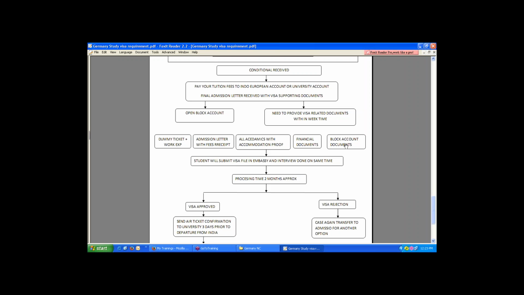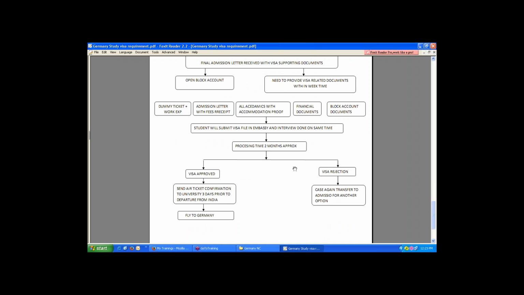Processing time for Germany is 2 months approximately. Rest details are the same for all the countries. Like, in case of visa approval, the student will have to present the air ticket 3 to 5 days before their departure from India so that we can arrange the airport pickup for the students. And once airport pickup and accommodation are confirmed, the student will take the flight for Germany. In case of a negative decision, we will provide another course option for the students, depending on the student's profile.